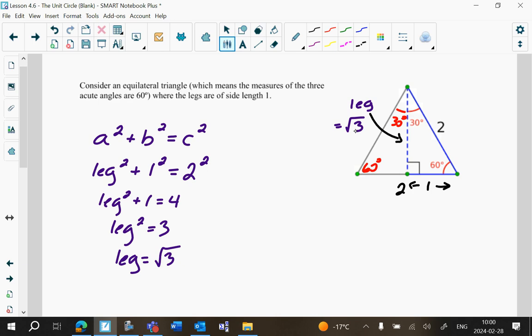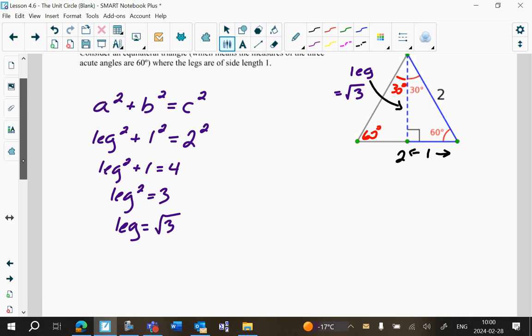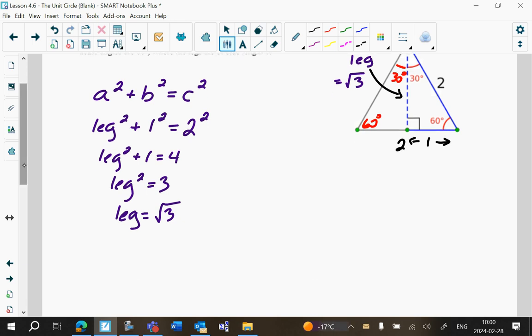Okay, so just like we did with the one on the other page, I'm just going to turn it around facing the other way. So this would be 30 degrees. This would be 60 degrees. This is 90 degrees. This is 2. This is 1. And we figured this out to be root 3.